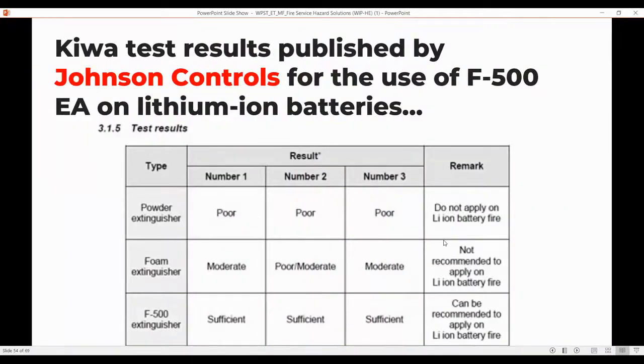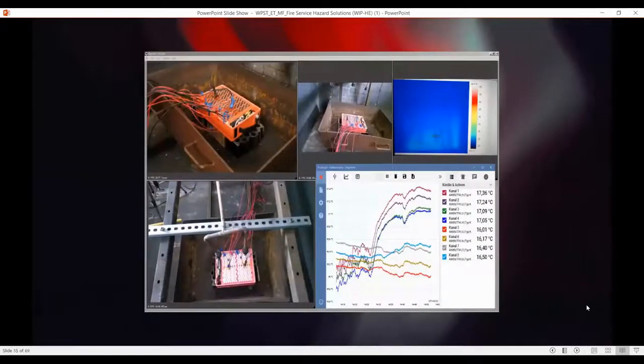So the results of that testing were published not only by Kiowa, which is the testing laboratory that did the testing, but by Johnson Controls, where they are recommending F500 as the solution for lithium-ion battery fires. As you can see, powdered extinguishers do not apply. Foam is not recommended, but the F500 extinguisher can be recommended to apply on a lithium-ion battery fire.